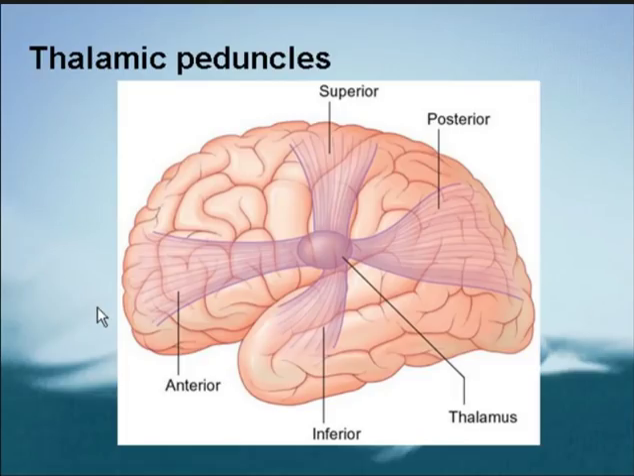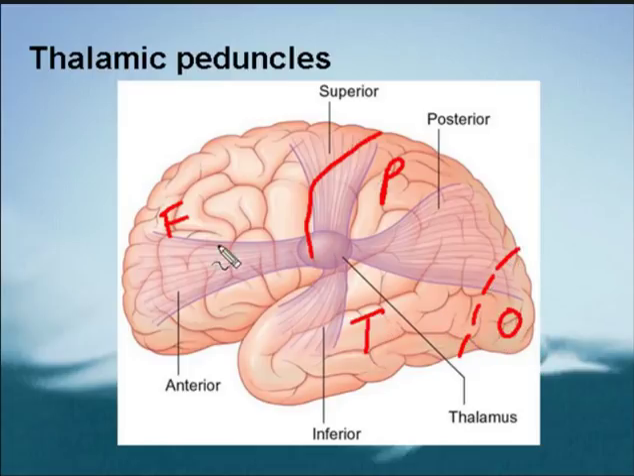Now let's look at thalamic peduncles. These are nothing but reciprocal connections between the thalamus and the different areas of the cerebral hemispheres. So if we look up here and I show you, this is the frontal lobe, this is the parietal lobe, the occipital is here, and this is the temporal lobe. So you can see which areas these peduncles connect. So you have 4 of these. You have one which goes anteriorly, superiorly, posteriorly, and inferiorly.